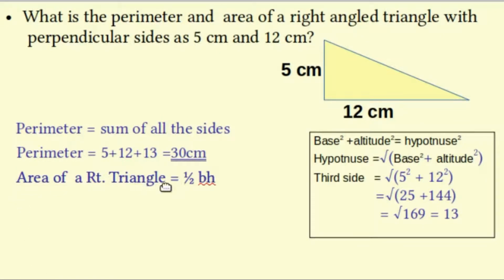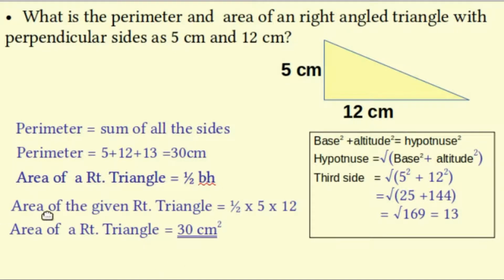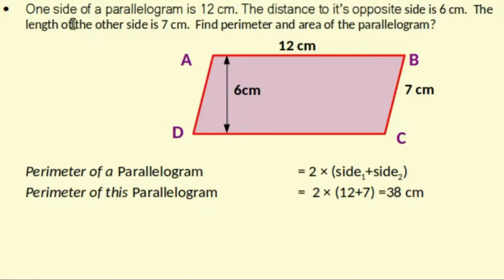Area of a right triangle equal to half BH, where B and H are the perpendicular sides. Hence, area of the given triangle equal to half into 5 into 12, that is equal to 30 centimeter square. Next question. One side of a parallelogram is 12 centimeter. The distance to its opposite side is 6 centimeter. The length of the other side is 7 centimeter. Find the perimeter and the area of the parallelogram.